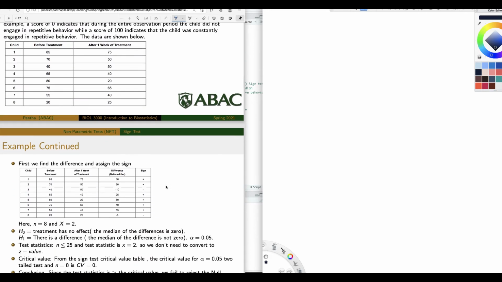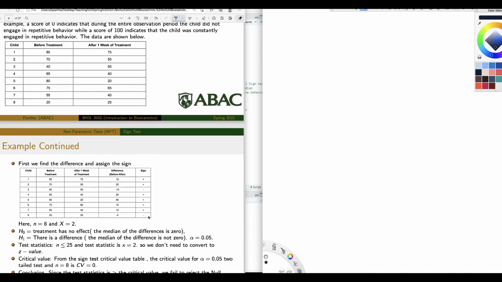So what we need to do first is, these two data are from the same child, right? And these two data are from the same child too. So this is paired, because these are dependent samples, right? These are the paired test. What we need to do is find the difference. 85 minus 75 is 10, and the sign is positive, right? Similarly, the difference of 70 minus 50 is 20, positive. And you just write the sign for the difference. If it is positive, write positive. If it is negative, write negative here.